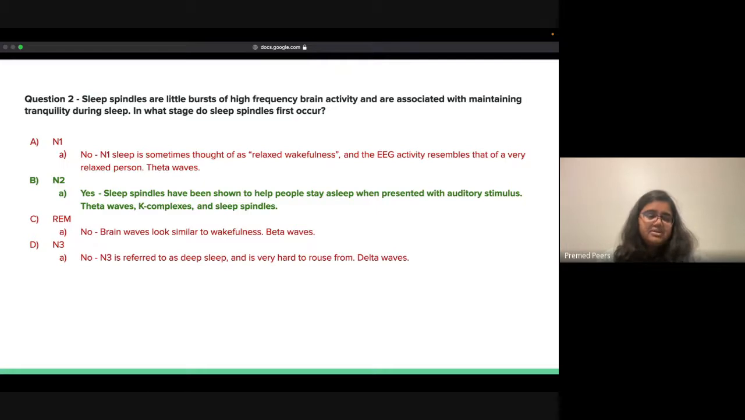C, REM. No, actually, in REM sleep, brain waves look similar to wakefulness, so you see beta waves, not sleep spindles. And then N3, that's also not correct because it's referred to as deep sleep, very hard to rouse from, and you see delta waves during that. So this question asks you to recall these different types of waves that you see in the stages of sleep.